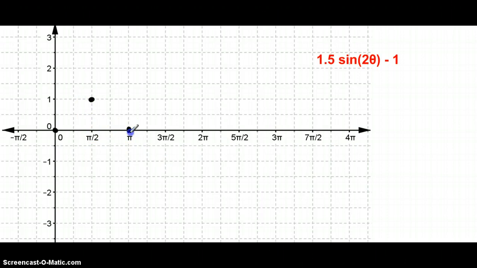At pi, the y value is 0 again. 3 pi over 2, negative 1 for y. And at 2 pi, we have 0 once more. And that completes one complete cycle, one complete period of sine of x. We'll go ahead and sketch a curve through those points. So we have just now graphed sine of theta.